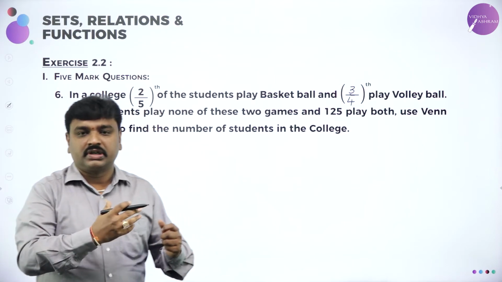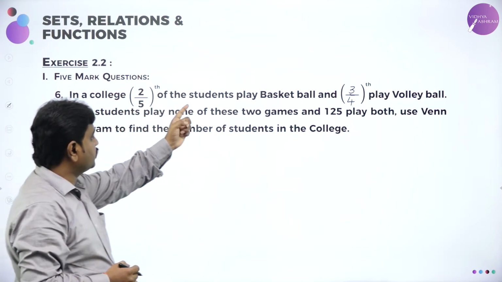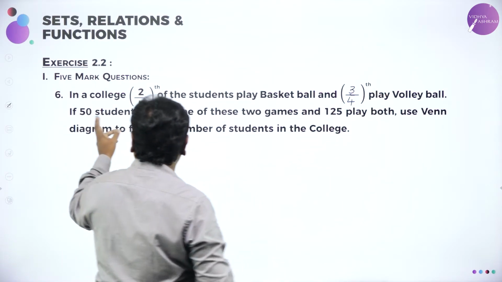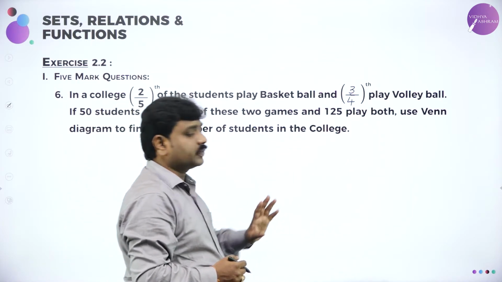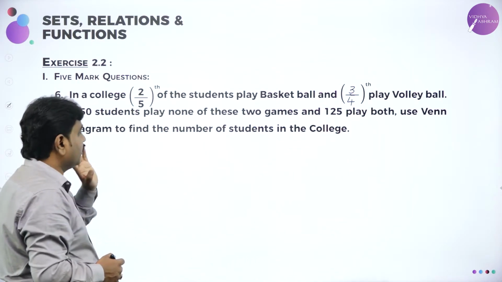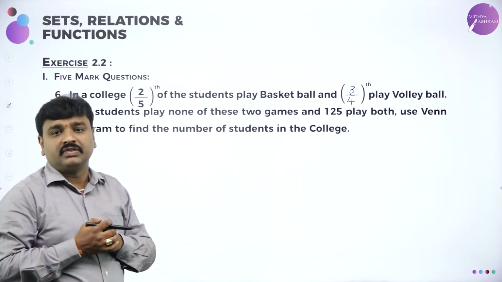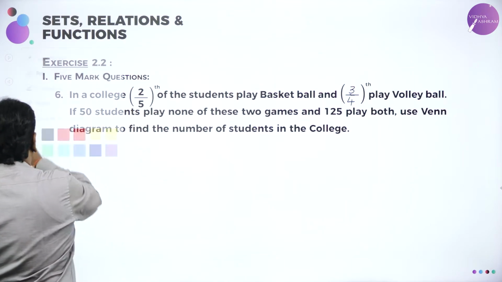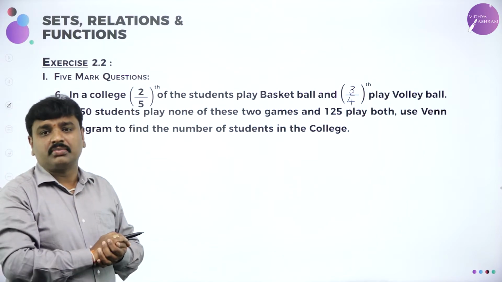Okay, now we will go to question number 6. In a college, 2/5 of the students play basketball, 3/4 play volleyball, and 50 students play none of the two games, 125 play both. Using Venn diagram, find the number of students in the college. Total number of students is not given, you need to find. So, first they want you to do it by Venn diagram method.